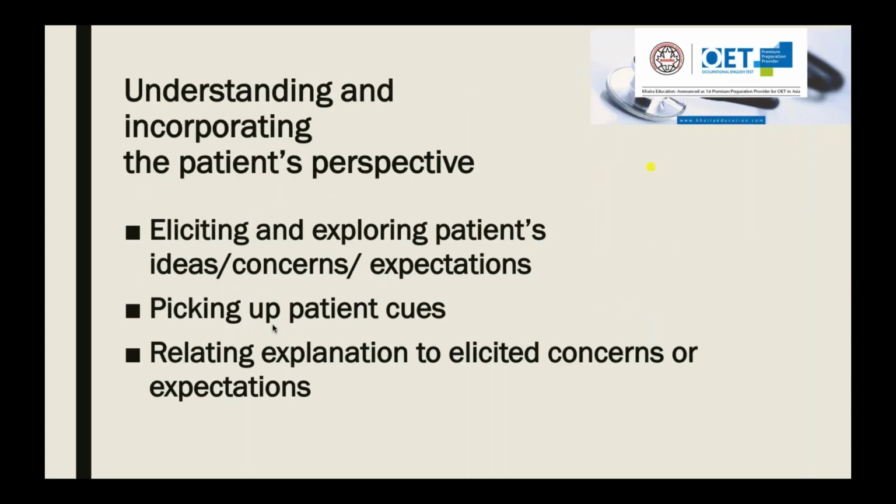The second is understanding and incorporating the patient's perspective. This means eliciting the first sub-criteria, which is eliciting and exploring patients' ideas, concerns, and expectations. This means finding out more about the patient's perspective or feelings about their illness, and if required, you can even encourage an elaboration by asking follow-up questions. Once the patient's worries or anxieties are known, then you can reassure them and construct an effective management plan.